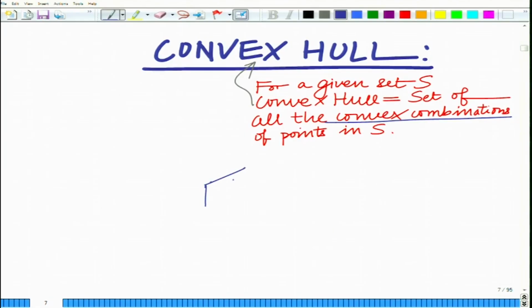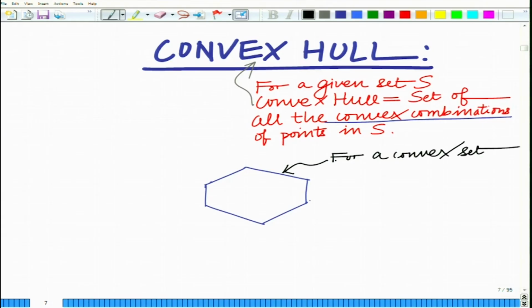Now, naturally observe that for any convex set S, the convex hull is the set itself, because if S is a convex set, then it already contains all the convex combinations of the points in S. Okay. For instance, we saw yesterday that the hexagon is a convex set, correct. For a convex set, the convex hull equals the set itself, because it already contains all the convex combinations.